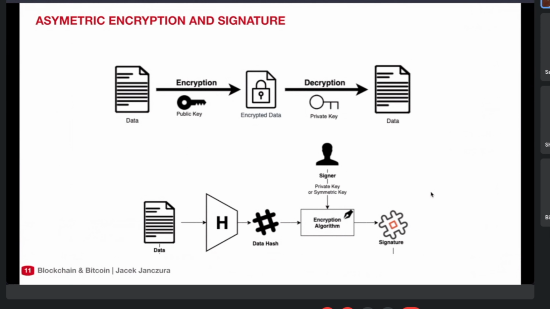If someone owns my public key, this person can check that this data was encrypted by someone who owns a private key to that public key.